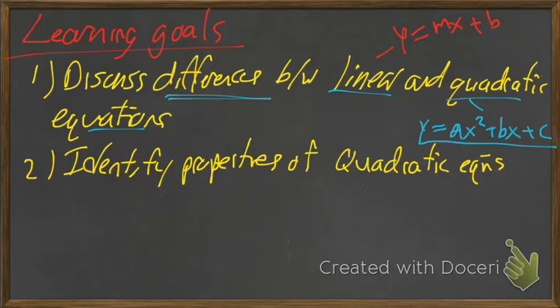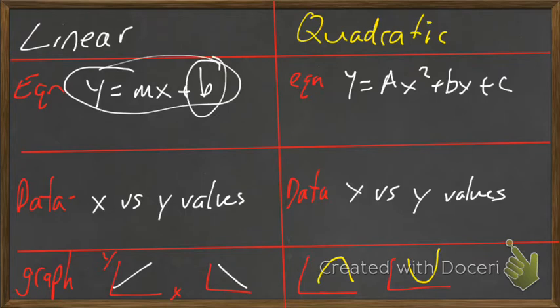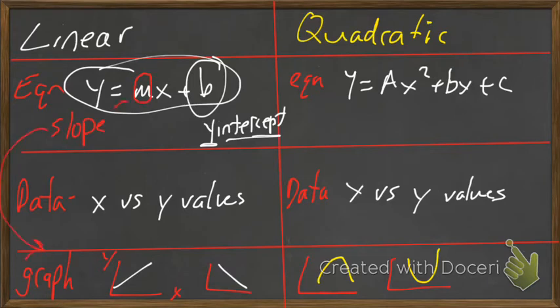We're also going to identify the properties of quadratic equations. Quick recap on linear equations. Keep in mind the equation y equals mx plus b. Things you want to know from that: what does b stand for? This is your y-intercept. It kind of looks like y-intercept, which isn't a word, but I think we know the difference, right? Our m value, this is our slope. This will all make sense when we get down to the graph too.